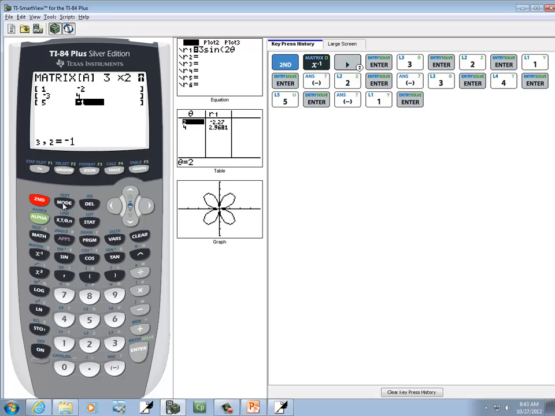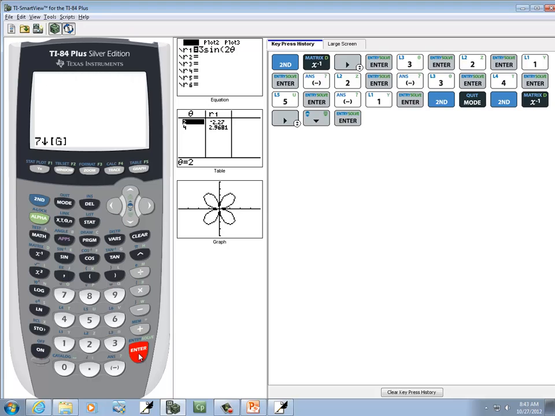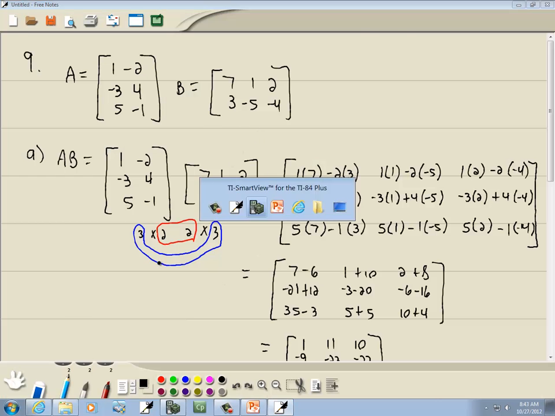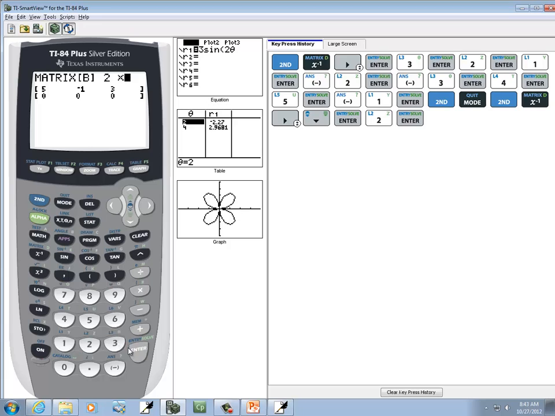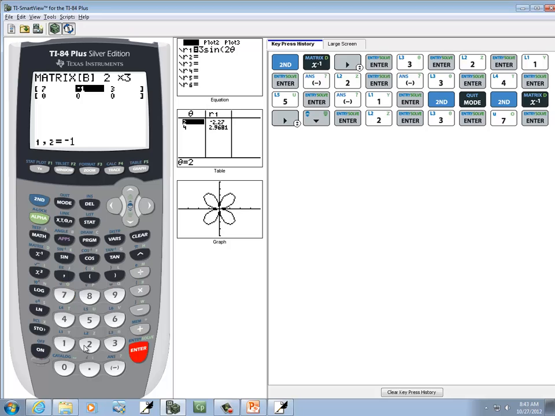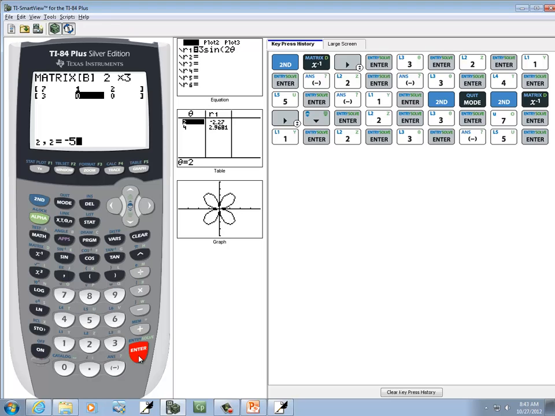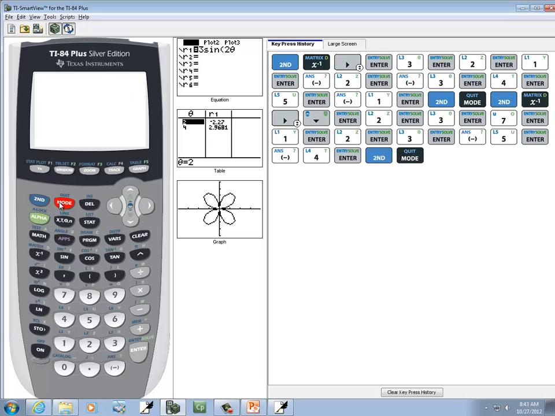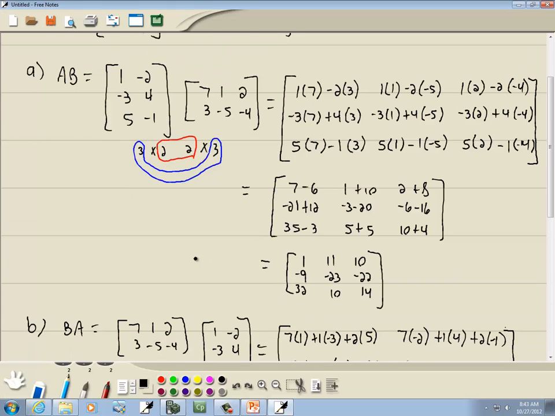And I'll exit out, do a second mode. Go back to my matrix menu. Go over to edit. Down arrow to B. Rows by columns, this is a 2 by 3. So 2 enter, 3 enter. And we've got 7 enter, 1 enter, 2 enter. 3 enter, negative 5 enter. And negative 4 enter. So I'll exit out, and our first one is A times B.